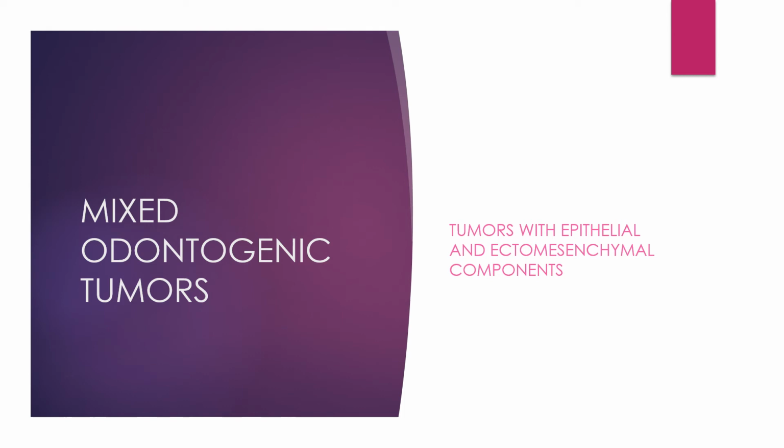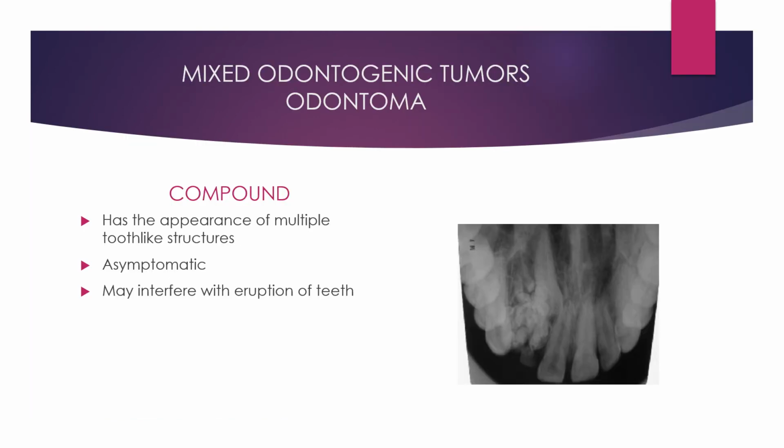Mixed odontogenic tumors have elements of epithelial and ectomesenchymal tissue. There are 3 types of odontomas: compound, complex, and complex cystic. The compound odontoma has the appearance of multiple tooth-like structures. It is asymptomatic and may interfere with the eruption of teeth. Detection of odontomas relies on clear, well-positioned radiographs.